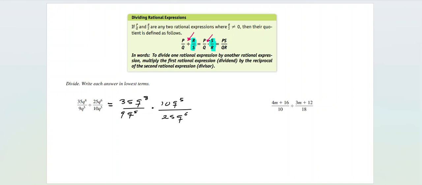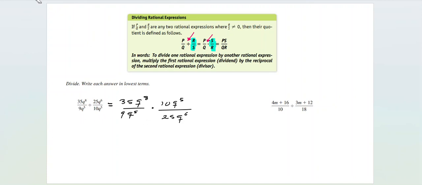As you see, now I don't have a division anymore. What I have here is a multiplication. What I did was just keep my first fraction as it was given, 35q to the power of 8 over 9q to the power of 5, and I multiplied it times the reciprocal of the other rational expression, which is 25q to the 6th over 10q to the 5th. Now, once I have this, I am ready to do the multiplication.